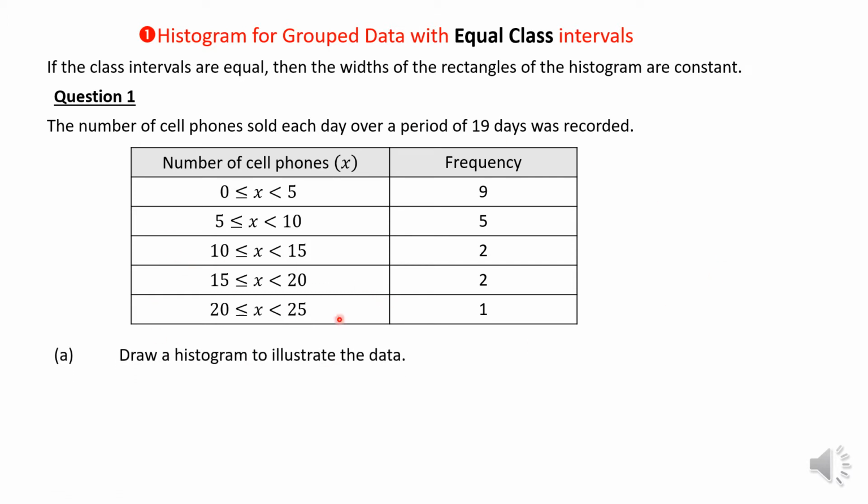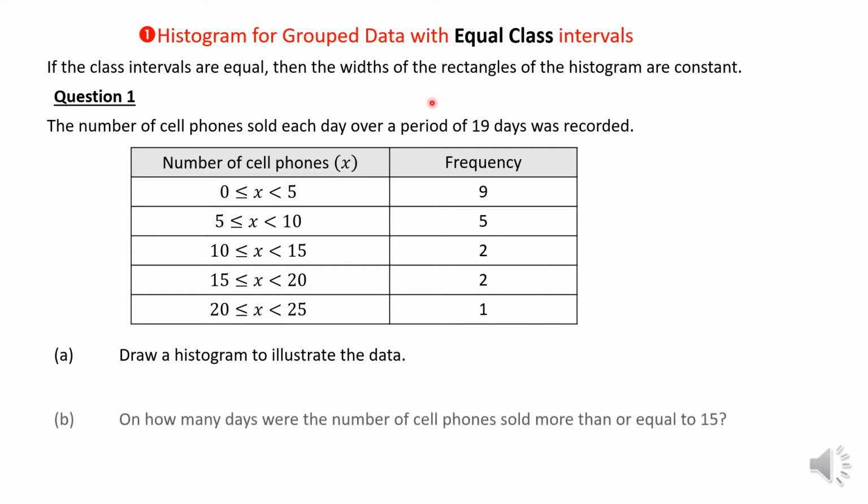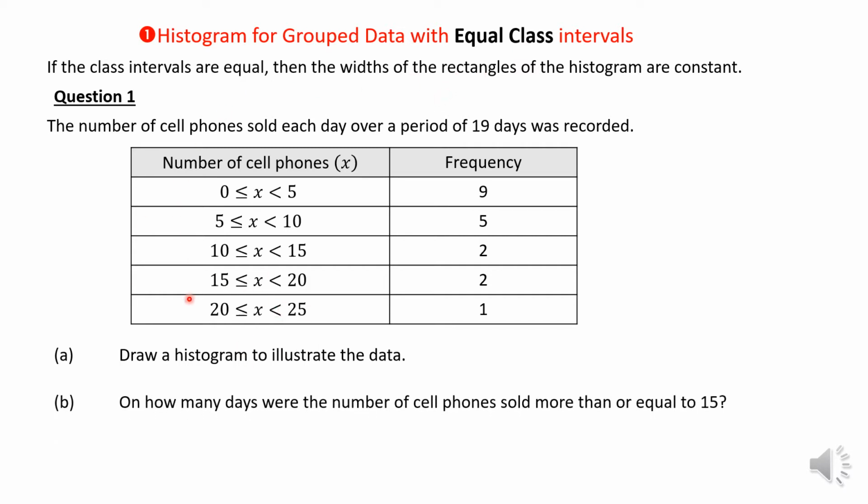From this information, you are asked to draw a histogram. You look at the intervals: 5 minus 0 is 5, 10 minus 5 is 5, 15 minus 10 is 5, 20 minus 15 is 5, and 25 minus 20 is 5. So we're going to have equal intervals, and the rectangles will be the same width. The second part that we are going to look at is on how many days the number of cell phones sold was more than or equal to 15. We will have a look at that.